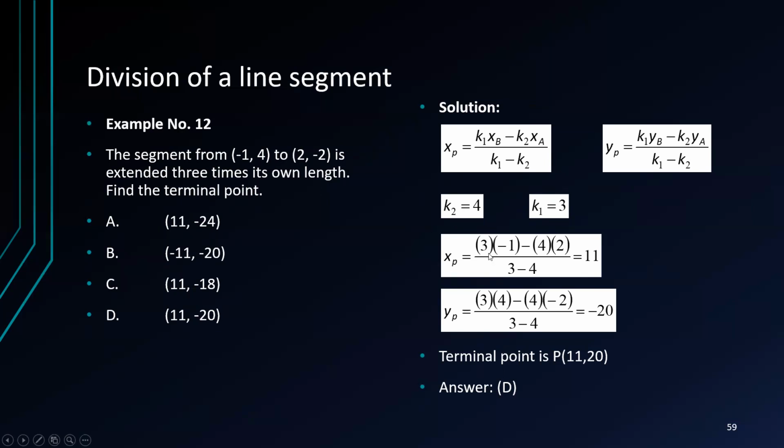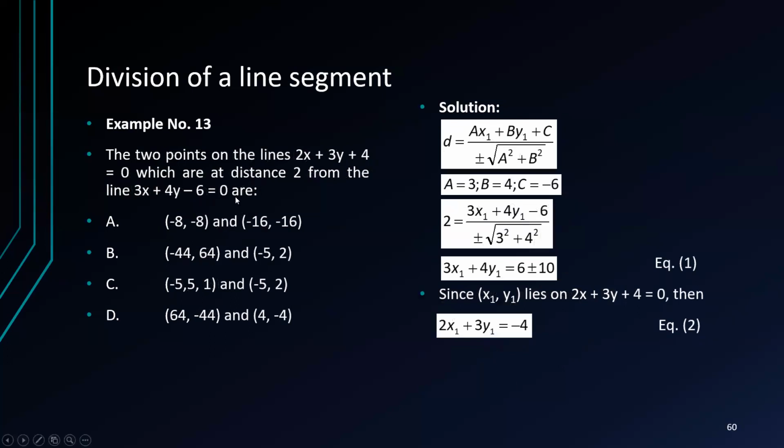So x of p is equal to 3 times negative 1 plus 4 times 2 over 3 minus 4, is 11. Y sub p is equal to negative 20. So terminal point is 11 and negative 20. So, yan. Answer is D.